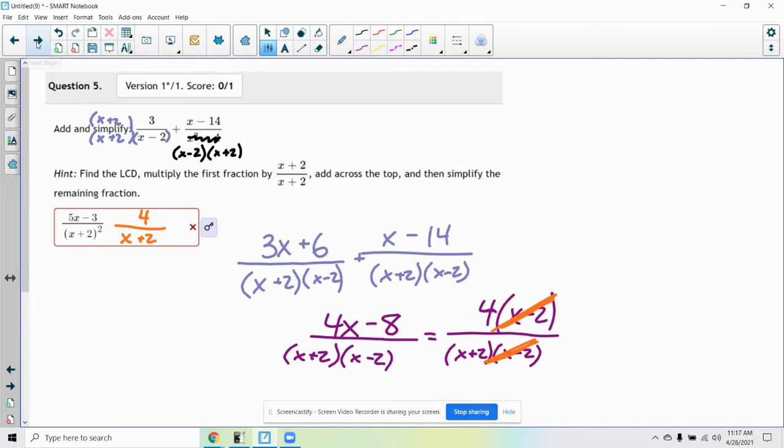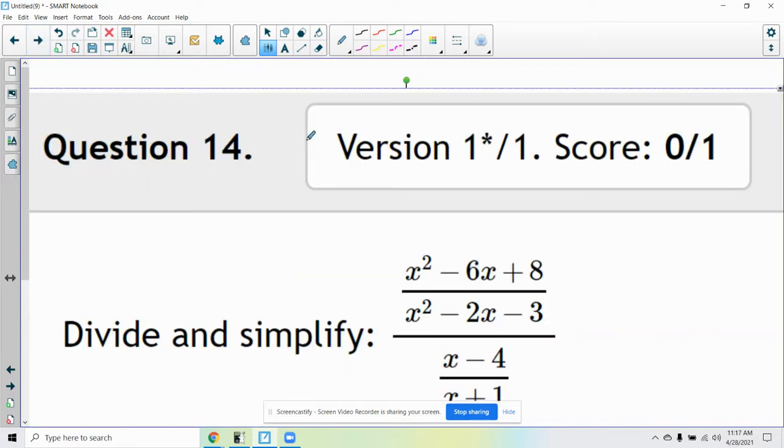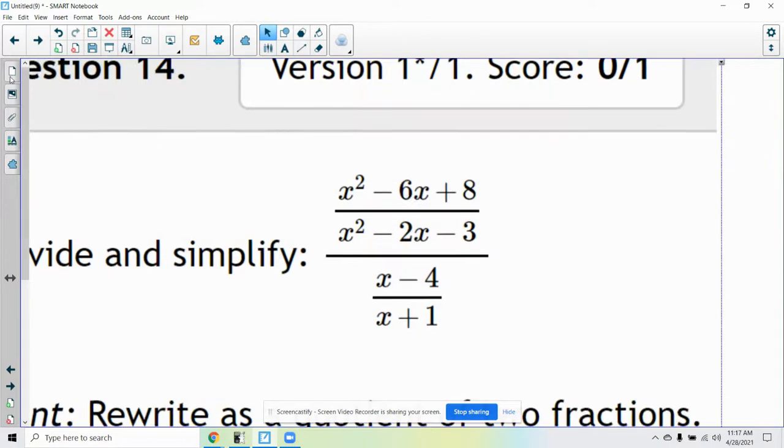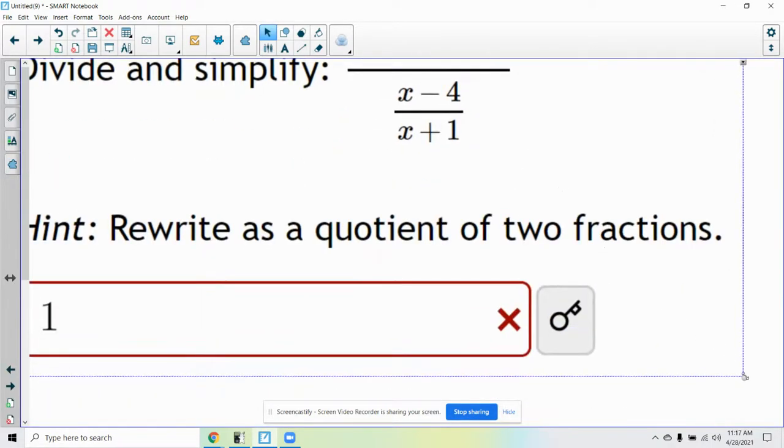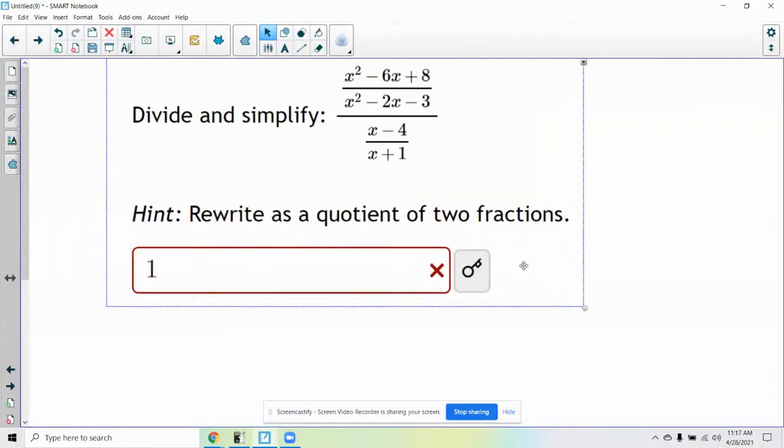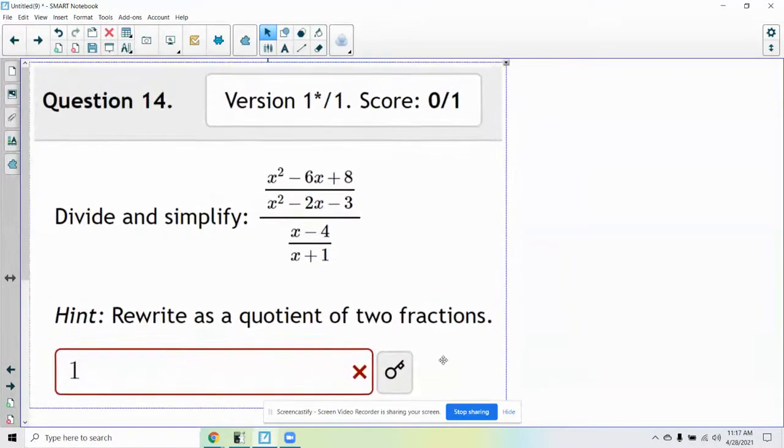Okay, I know I'm going fast, but I have a lot of questions. I want to get through them all as quickly as possible. Question 14. It says divide and simplify.